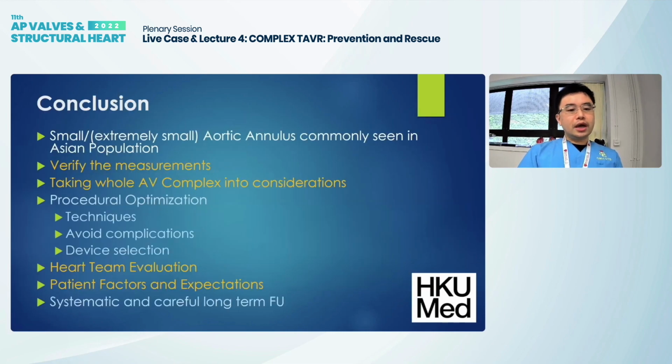So in conclusion, small or extremely small aortic annuli are commonly seen in the Asian population. First of all, we have to verify the measurements, and we have to take the whole aortic valve complex into consideration. It's not just the annulus, but also the anatomies around. So if we decide for TAVI, we have to optimize the procedural outcome in terms of technique. We have to avoid complications, and sometimes careful device selection is important for our patients.